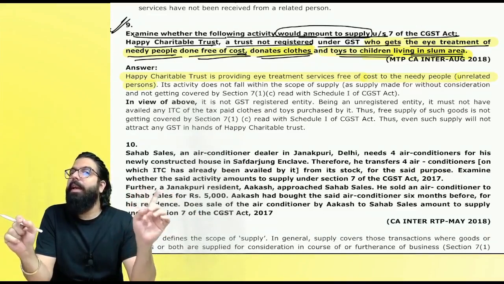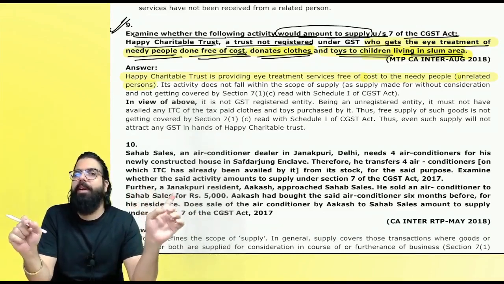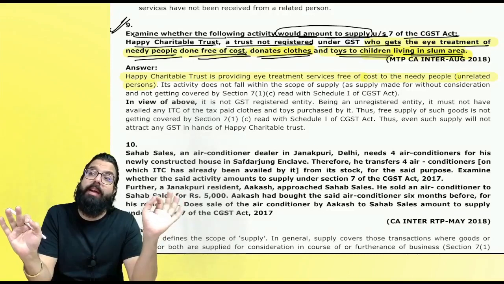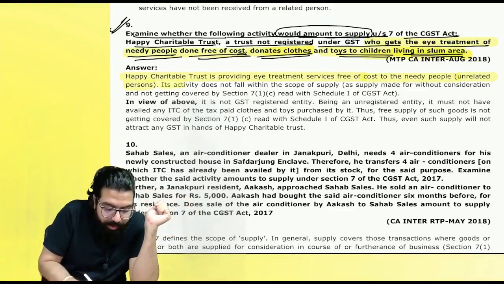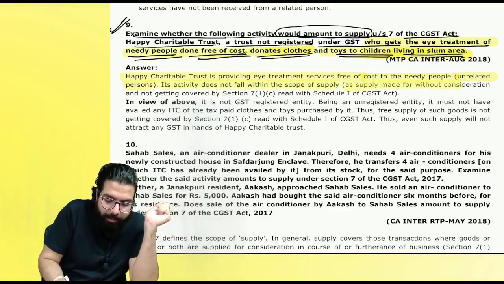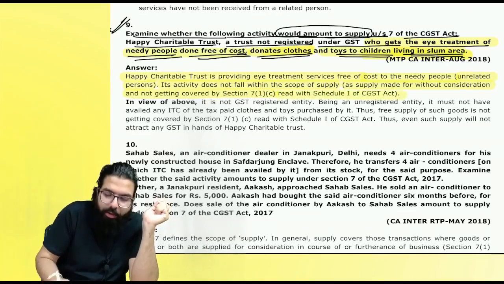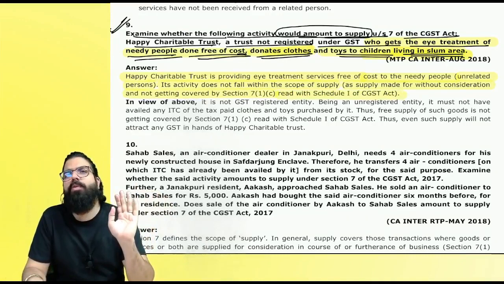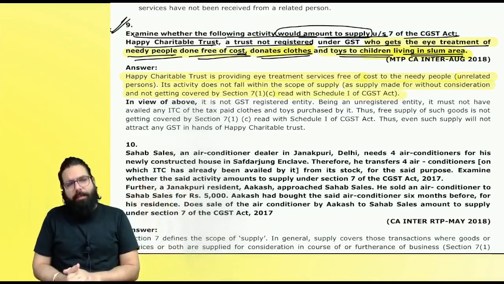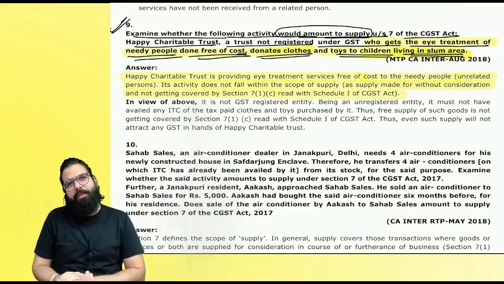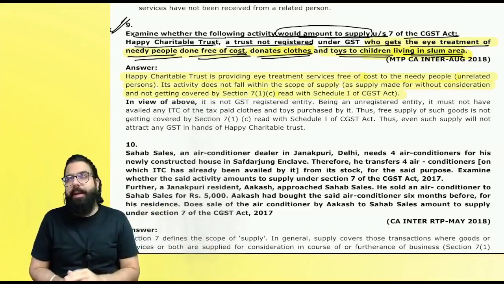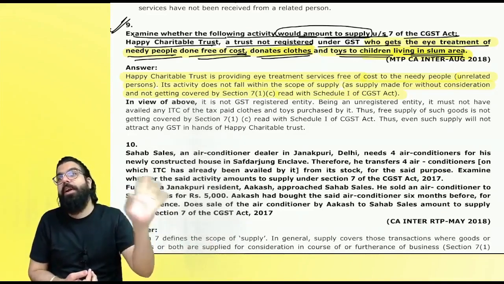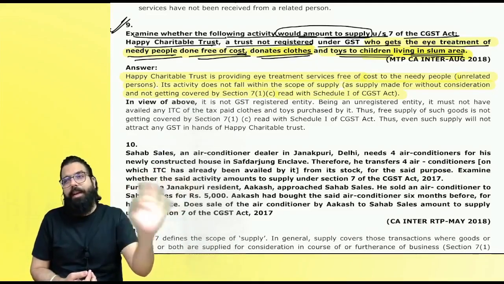Supply between related persons in the course of business will be considered as supply. Here they are doing eye treatment for needy people. Is it considered as supply? Its activity does not fall within the scope of supply, as supplies made without consideration are not covered by 71C read with Schedule 1. What does 71C Schedule 1 say? If I am a doctor and I did the eye treatment of my wife, that is supply between related persons. I am a charitable institution, we are doing eye treatment, we did it for needy people. Is it supply between related persons? No. Can it be considered as supply? No. Next.